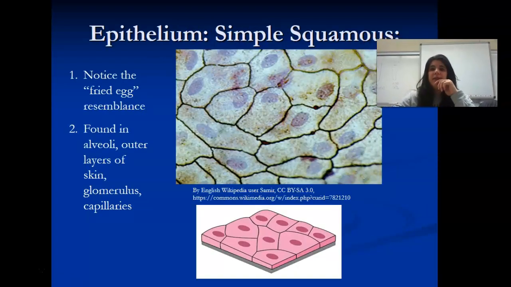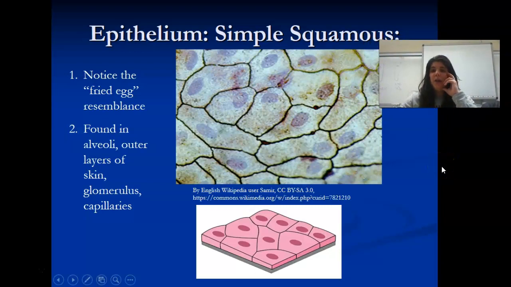So we're going to start with simple squamous, which is going to be a type of epithelial tissue. So simple squamous cells are shaped flattened and scale-like. I kind of think they look like little fried eggs with the nucleus right there. So here's a sheet of simple squamous cells, and here's kind of what a diagram looks like. These tissues are found in your alveoli, also make up the outer layers of your skin, in the glomerulus of your kidneys, and inside your capillaries.